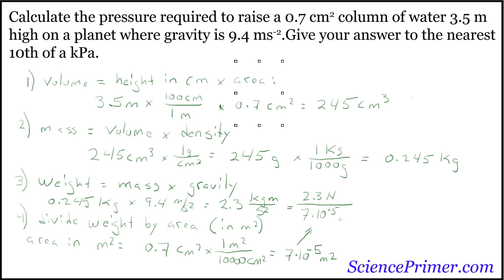Use this, and we end up with 32,857 pascals. Divide by 1,000 pascals to get kilopascals, and our answer is 32.9 kilopascals.